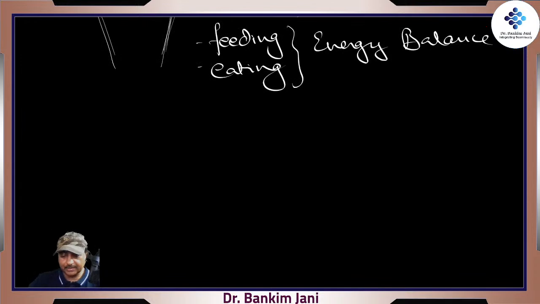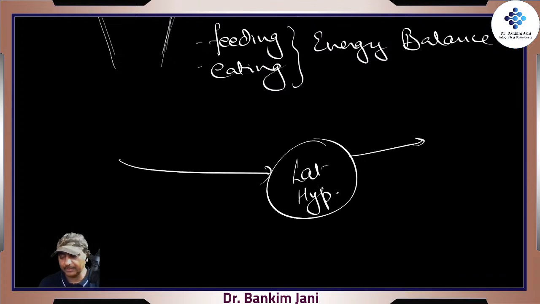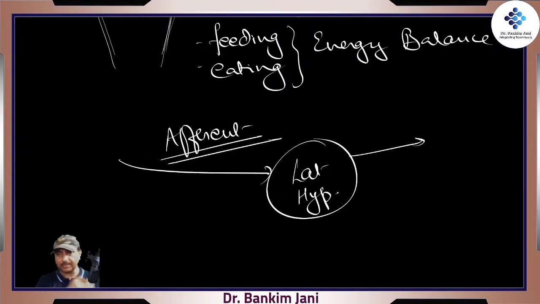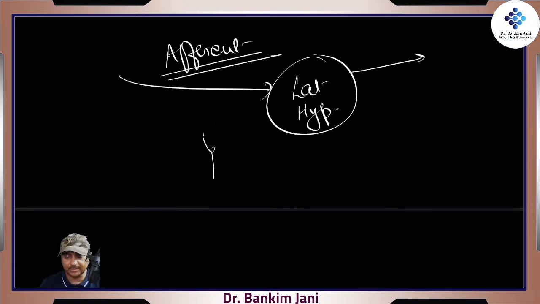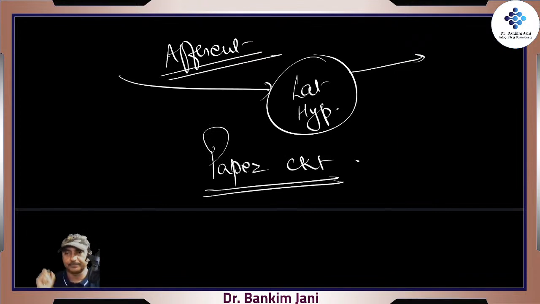But over and above that, there is something more. This lateral portion has those white matter tracts. If I say this is the lateral hypothalamus, there would be in, there would be out. That is the afferent and the efferent. The afferent is what is coming in towards the hypothalamus. And one of the major ones which you must know is the Papez circuit.